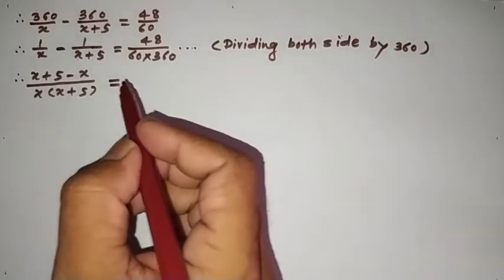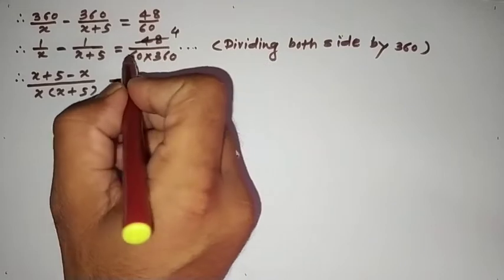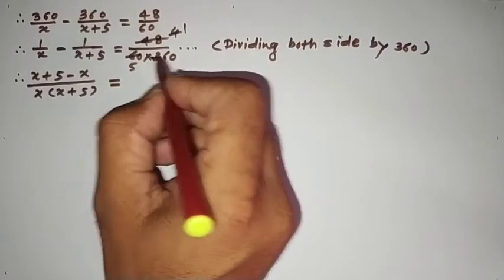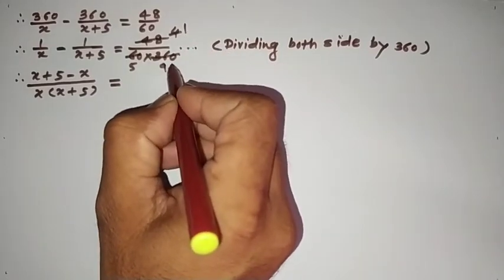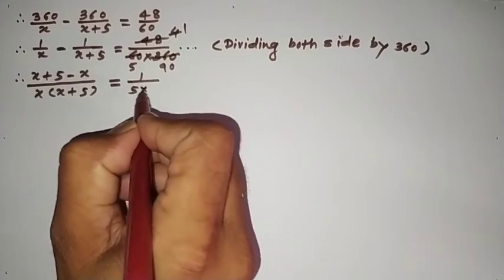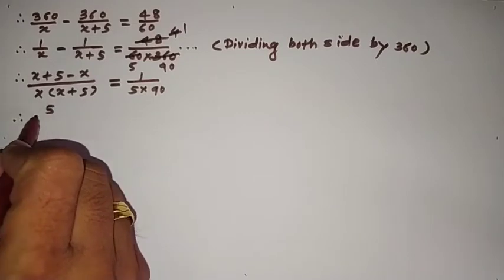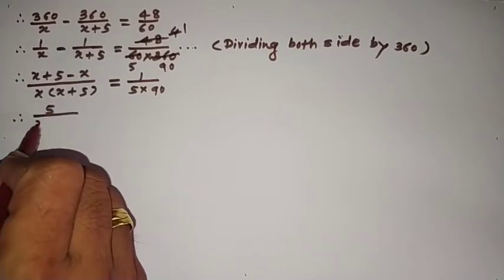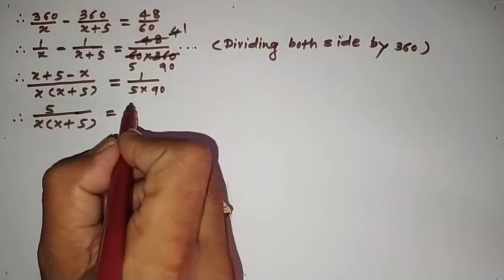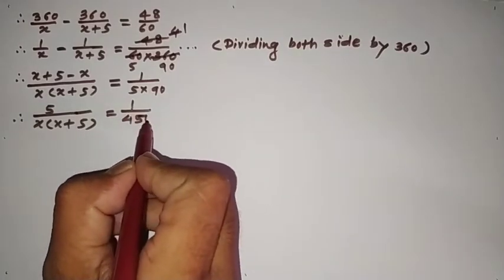Here, 12 times 4 is 48, and 12 times 5 is 60. Therefore, remaining 1 upon 5 into 90. Therefore, x cancelling, remaining numerator 5, denominator x upon x plus 5 is equal to 1 upon 5 into 90, 450.